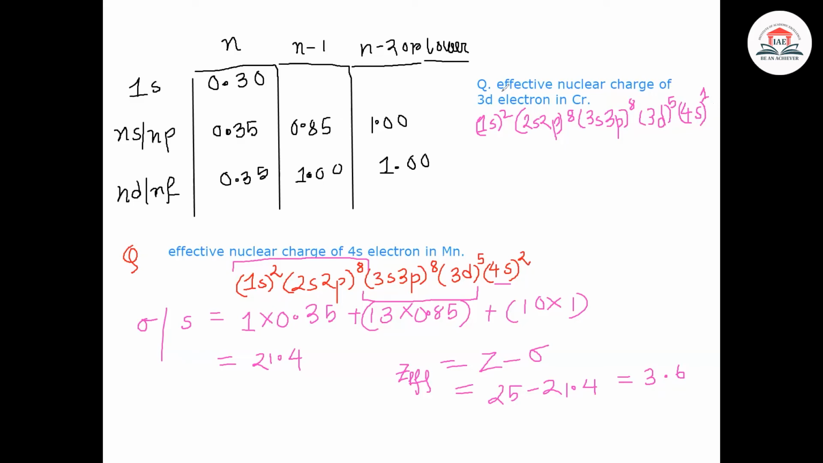So now your question is 3D electron. So tell me, what do we write first? 12 into 0.35? No, 12 won't work. Wait. 3D electron is in a separate bracket. So how many electrons are there except the 5? 4. So it will be 4 into... first do the whole calculation, then tell me what comes out. I'll just check one thing.